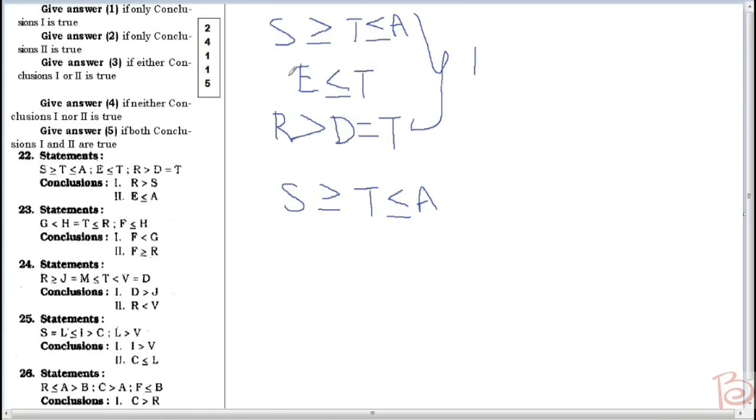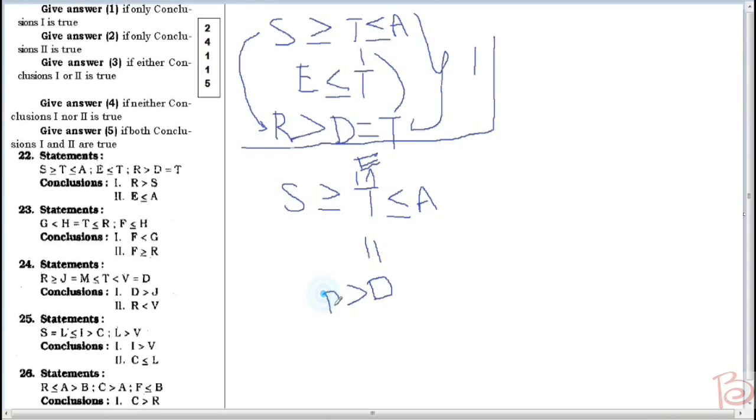Between the first and the second statement, what is the common term you see? The common term is T. T is the common term between statement 1 and statement 2, so I'm going to write it as T greater than or equal to E. And between the first and the third statement, the common term is again T, so I'm going to write it as T equal to D less than R. This is the combined statement which we have got.